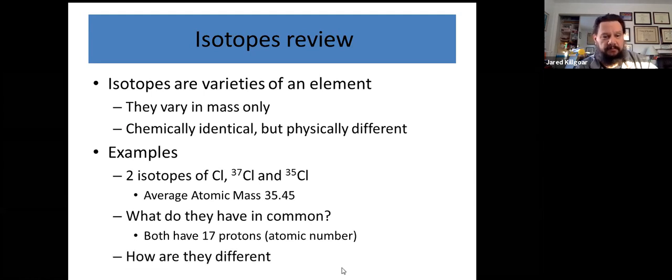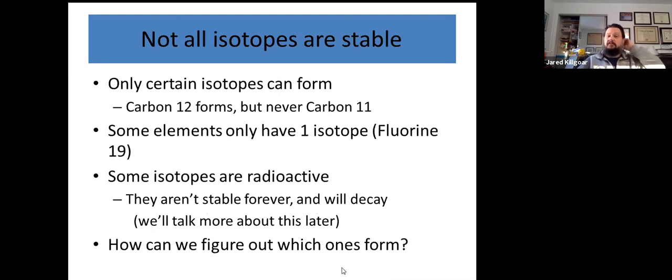So how are they different? Their mass numbers are different because they have different numbers of neutrons. That's why they have some different physical properties. Not all isotopes are stable. So we have carbon-12 forming, but never carbon-11. Certain elements only have 1 isotope, like fluorine. There's only fluorine-19. Some isotopes are extremely stable. Others are radioactive, meaning they aren't stable forever, and eventually they will decay.